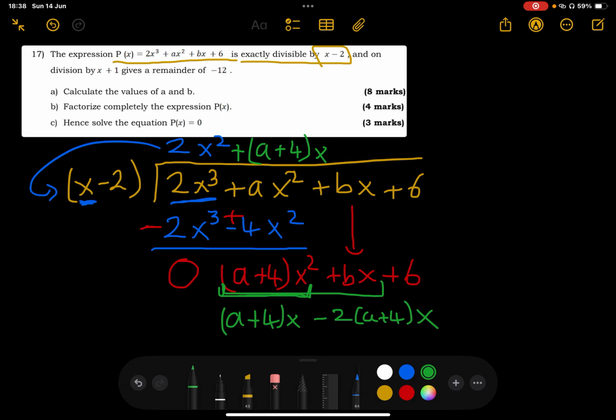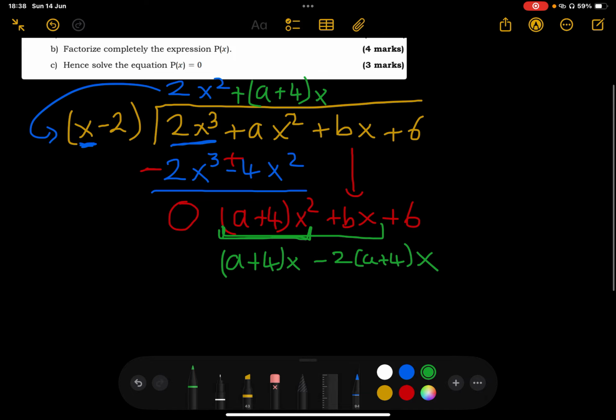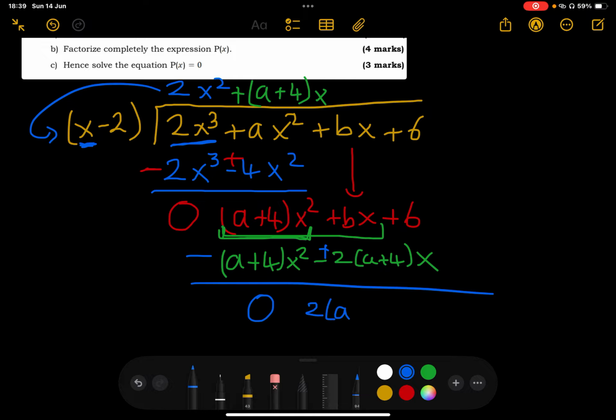And from there, when we do this sign change again, this becomes minus, this becomes plus. This minus this is 0. Oh, sorry, I forgot an x squared here, right? And now, when we have bx plus 2a plus 4x, it will be 2a plus 4 plus bx. And then this 6 just keeps coming down, right? Plus 6.